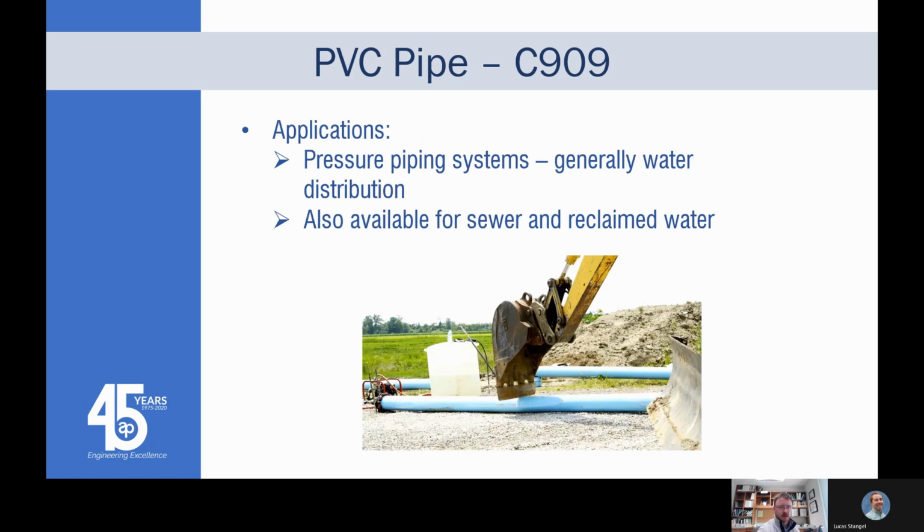C909, again, is that molecularly oriented pipe. It's generally used for water distribution. It's also available for sewer and reclaimed water. Like I say, we haven't specified it, to my knowledge at all. I don't think it's as common. Again, I think there are probably applications for it, and there may be regions in the nation where it's used a little bit more regularly, but financially it's not a lot different in cost.